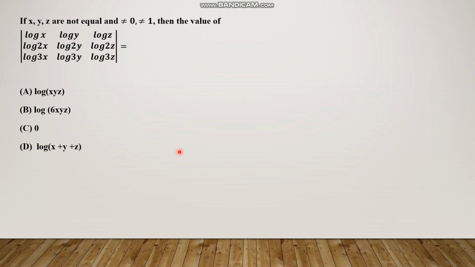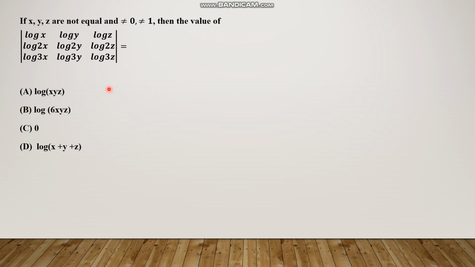Now take a moment to look at this question. If x, y, z are not equal and even not equal to 0 and not equal to 1, then the value of the determinant [log x, log y, log z; log 2x, log 2y, log 2z; log 3x, log 3y, log 3z] is equal to, and 4 options are given.